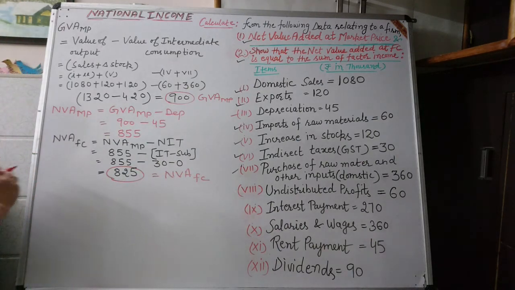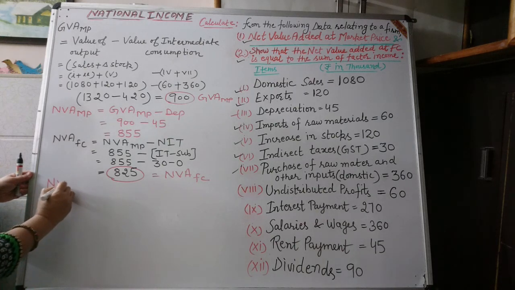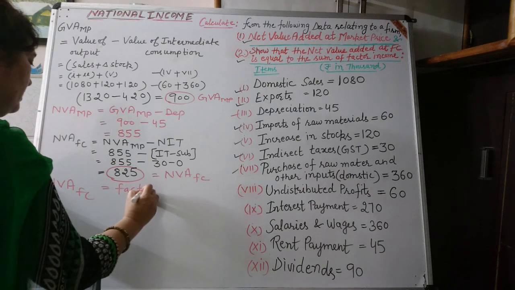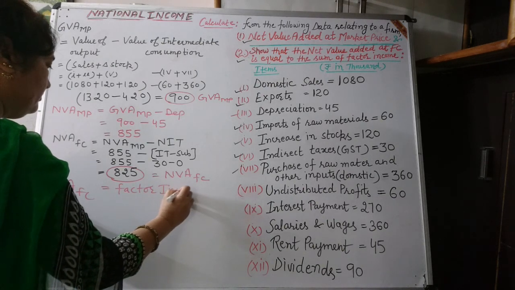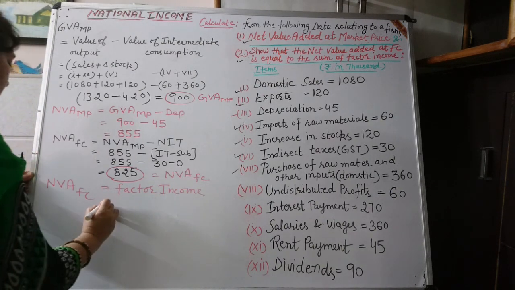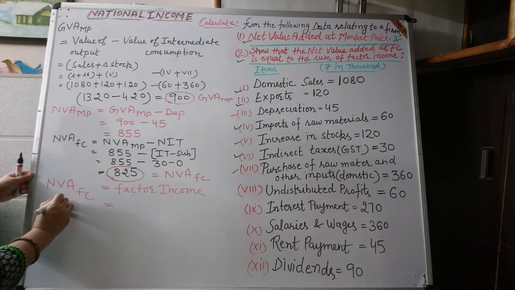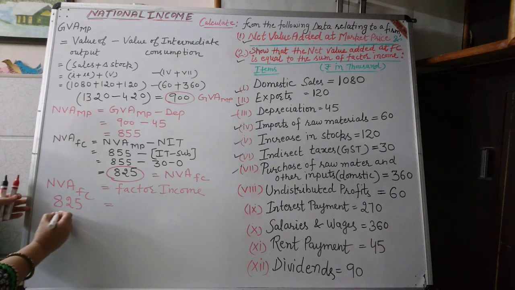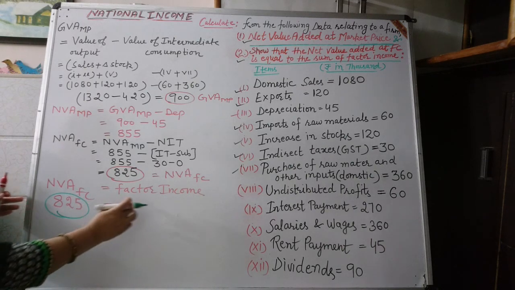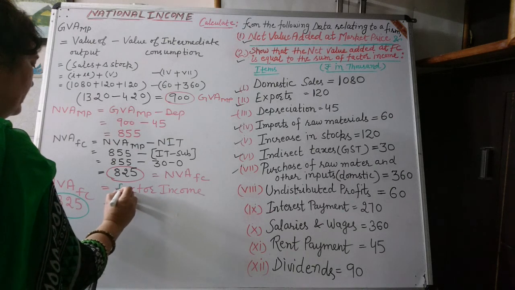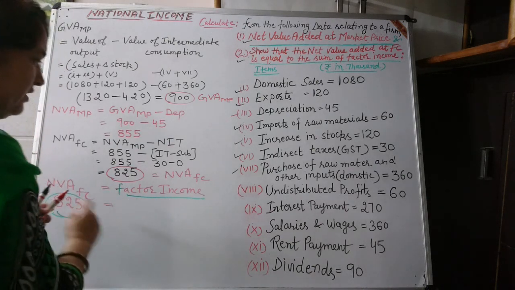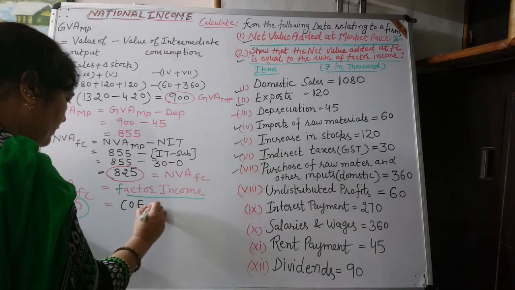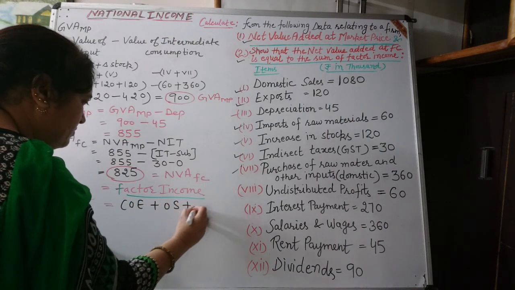Next we have to prove that net value added at factor cost is equal to factor income. Now what is meant by factor income? This net value added at factor cost is equal to 825. It means our answer of factor income must also be 825. So factor income means compensation of employees plus operating surplus plus mixed income.